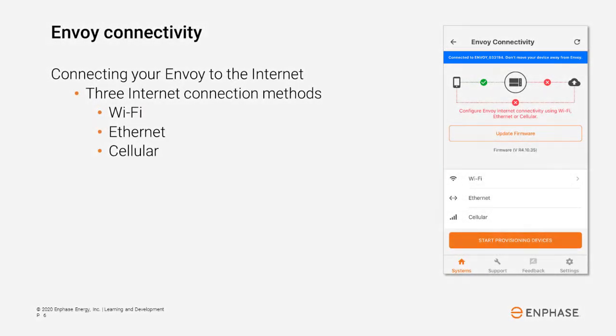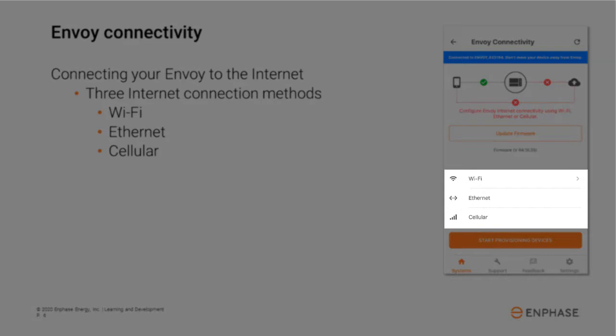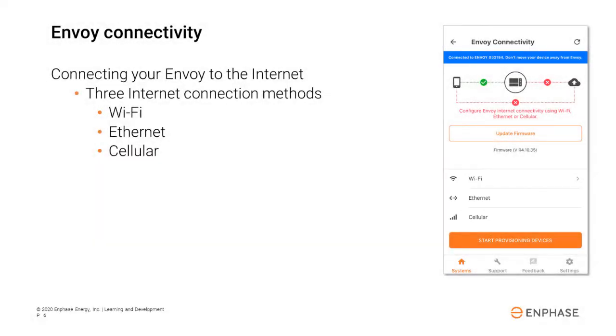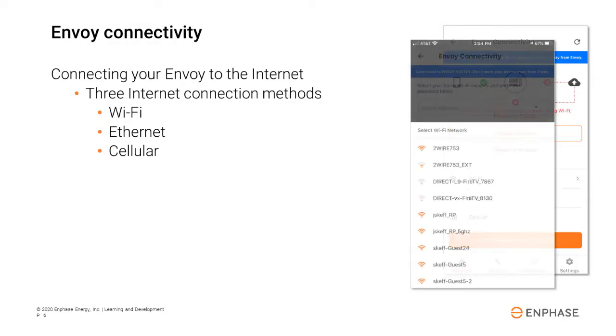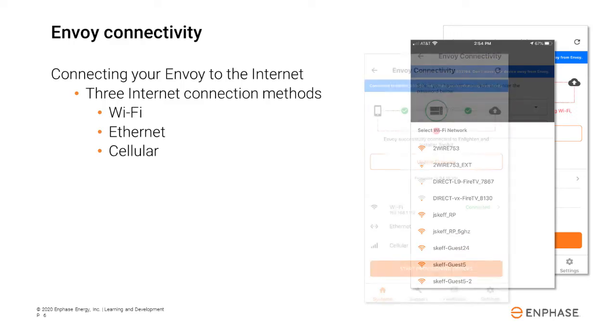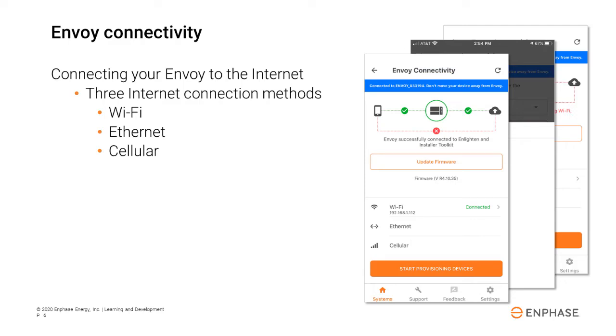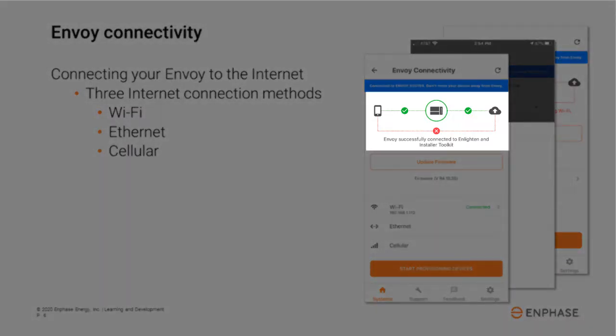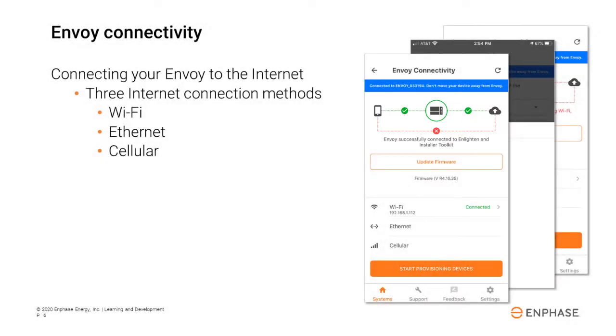Towards the bottom of the screen, you'll see that you have 3 methods to connect the Envoy to the Internet: Wi-Fi, Ethernet cable, or cellular, also known as Enphase Mobile Connect. In this example, we'll use Wi-Fi. Tap on the Wi-Fi section to see a list of available Wi-Fi networks. Select the Wi-Fi network you want the Envoy to use and enter the network password. Once connected and the Envoy has successfully communicated with Enlighten, you'll see a green checkmark icon appear between the Envoy and the cloud. Okay, now let's review this process.